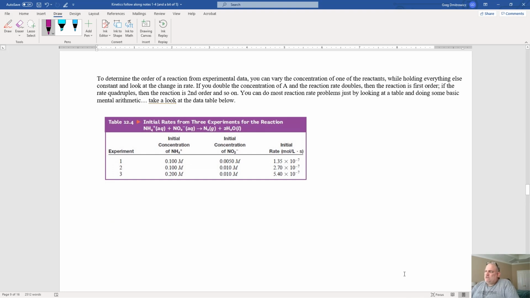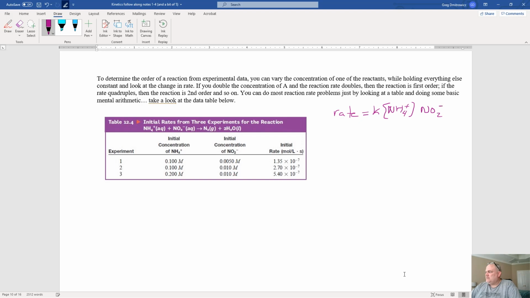What we can do, and this is really a big deal, in order to figure out the rate law, you always have to have a data table to pull from. Now, I'm going to write the function of the rate law right here. It's going to be rate is equal to k, and we have two reactants over here: NH4 plus, and NO2 minus.